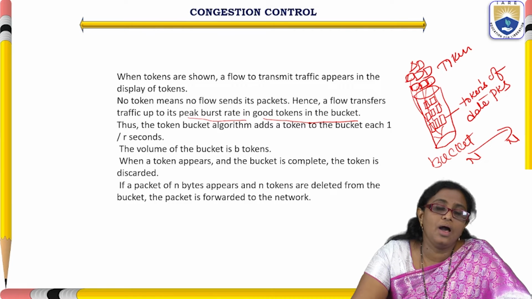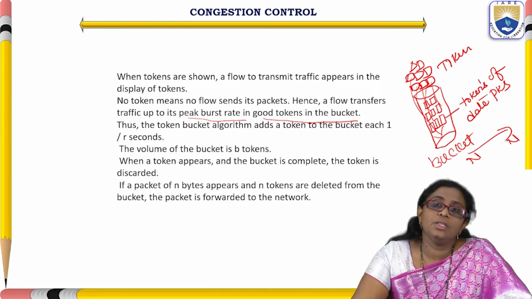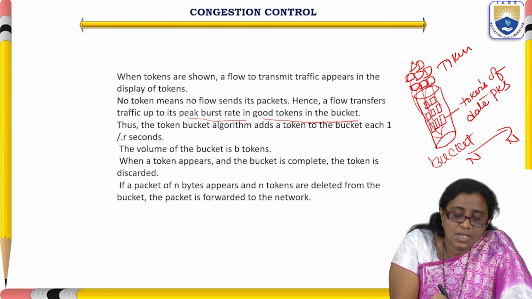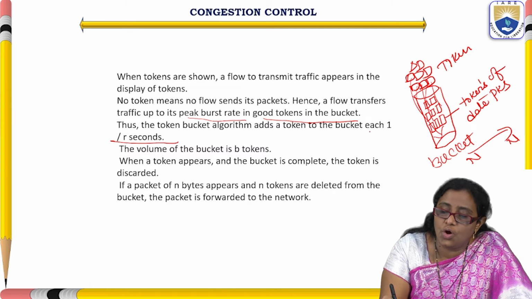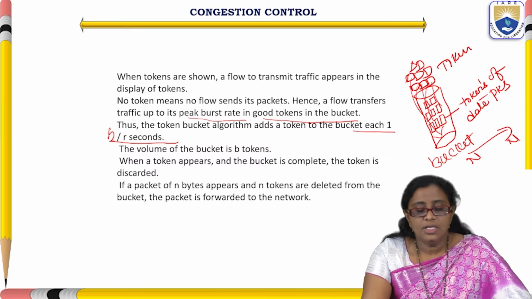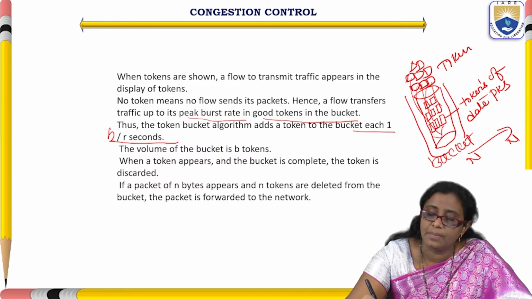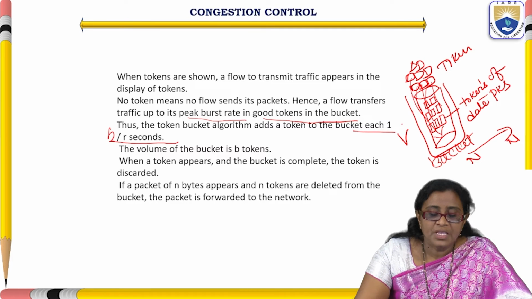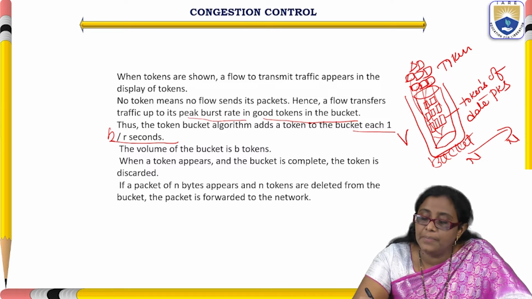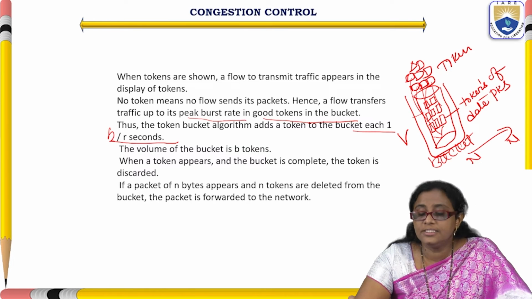Here, to explain it in one point, the token bucket algorithm adds a token to the bucket every 1 per second. What is the transmission rate, or the flow of a token? Each 1 bit per second. The volume of the bucket is V tokens. When a token appears and the bucket is full, the token is discarded.